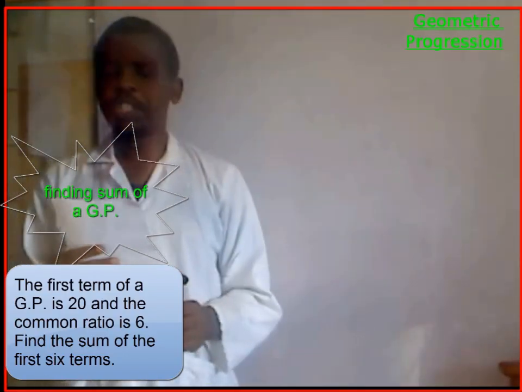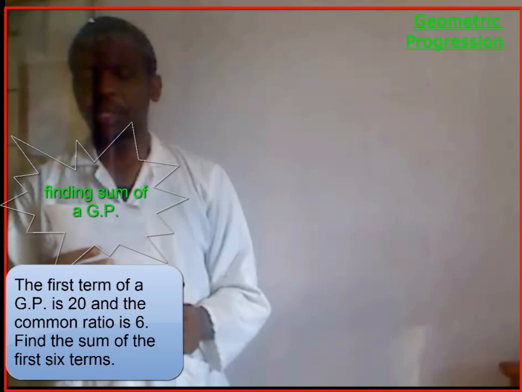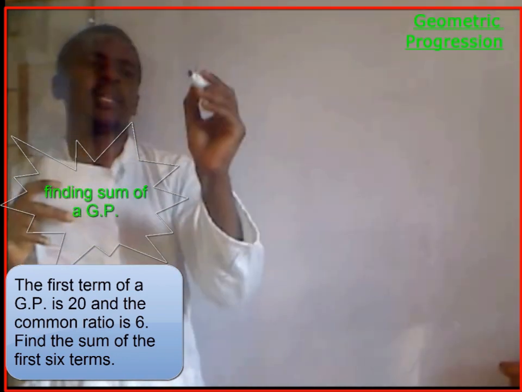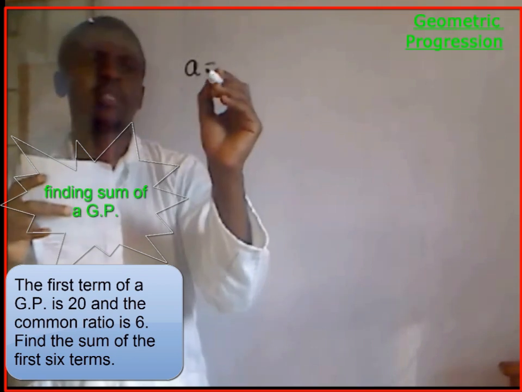The first term of a GP is 20 and the common ratio is 6. Find the sum of the first 6 terms. The first term a is equal to 20.